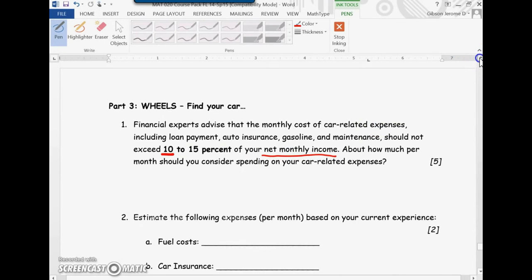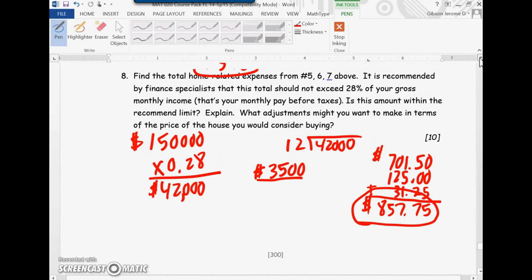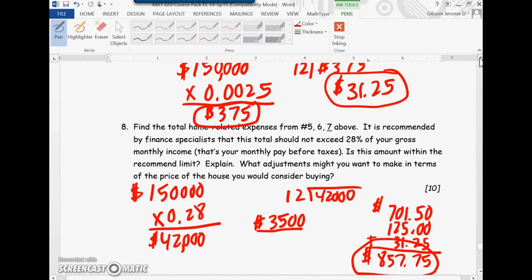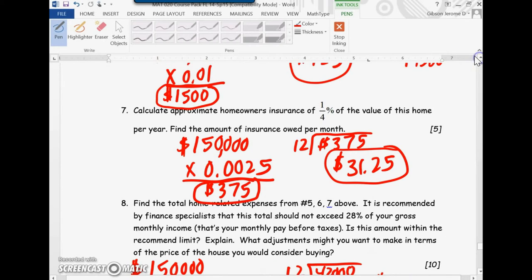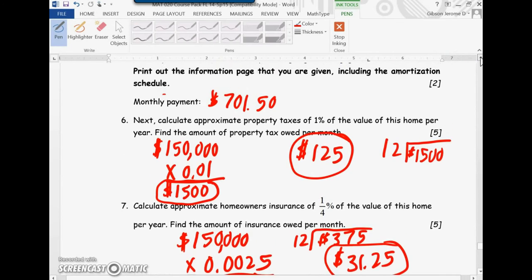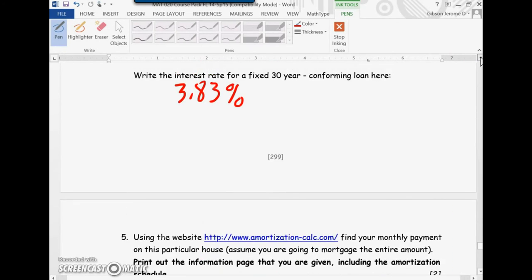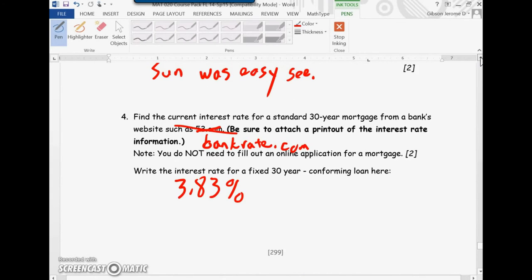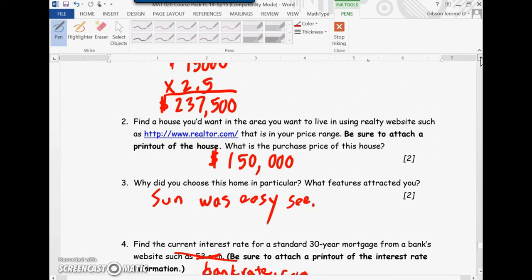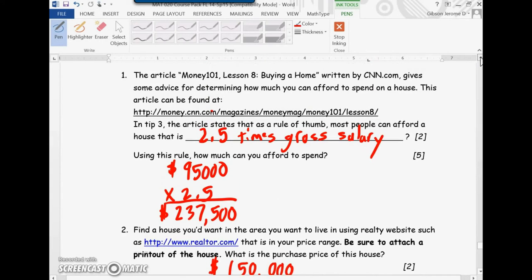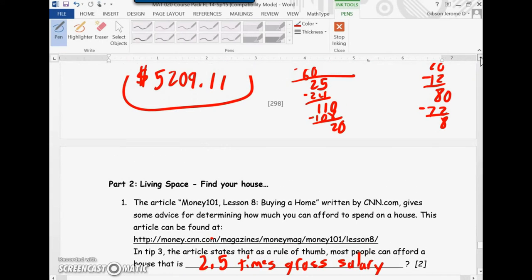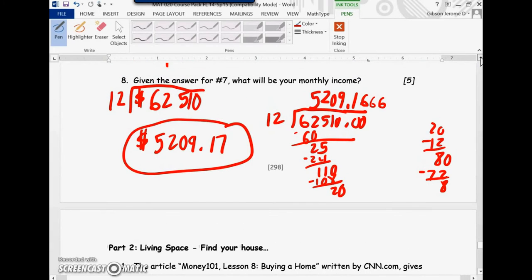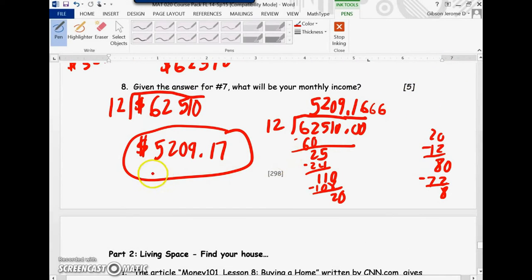Now it says the net monthly income. Now we did the net monthly income. Let's go back. It'll be a lot easier for you all because you don't have to scroll with the computer. It's actually on the second page, number 8. Whatever you got for number 8 on the second page. Let's scroll back here. Okay, now, this is your net monthly income, the $5,209.17.